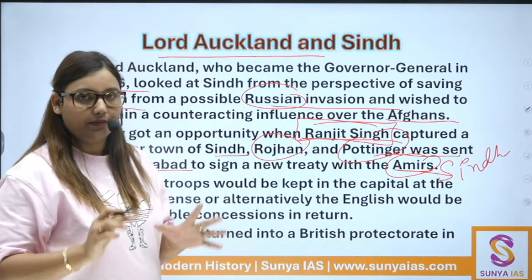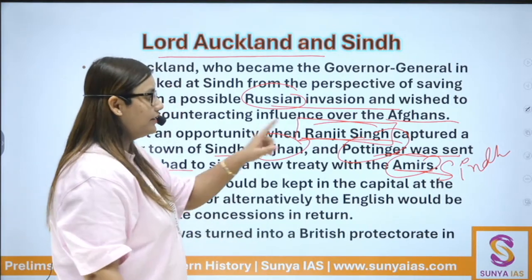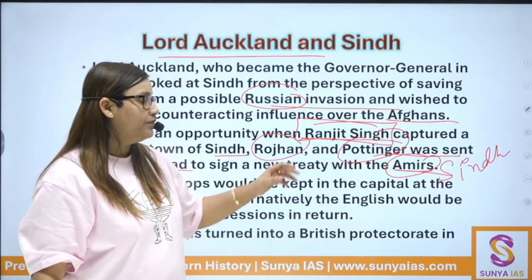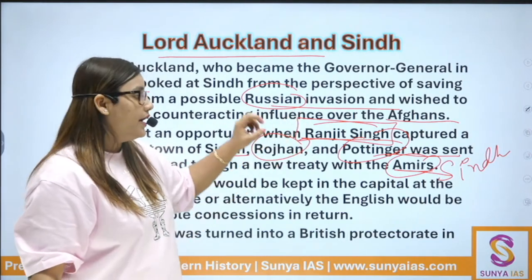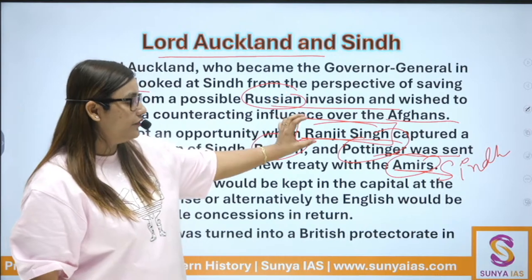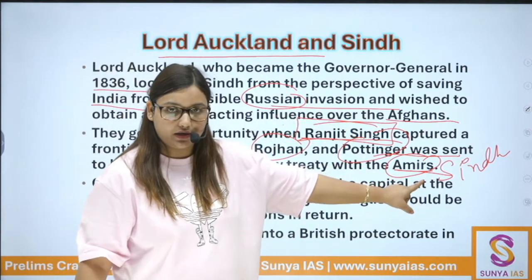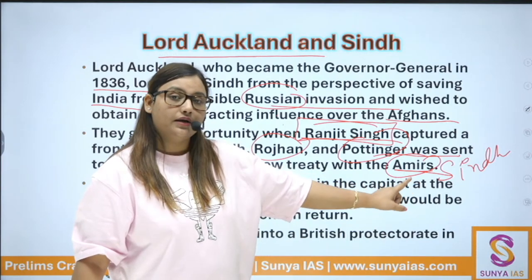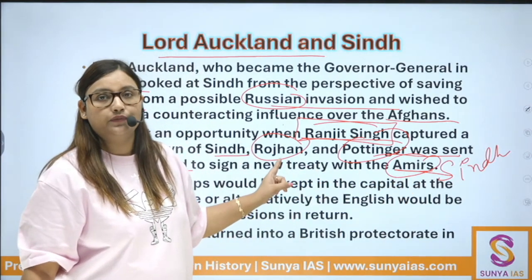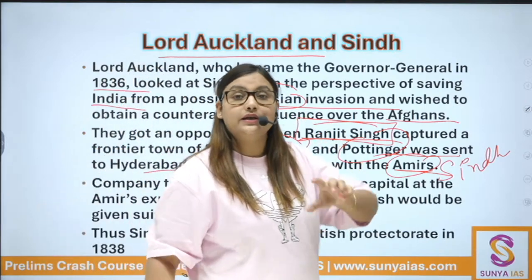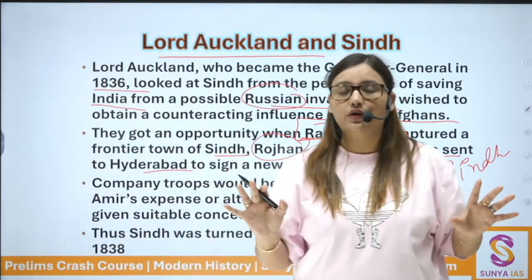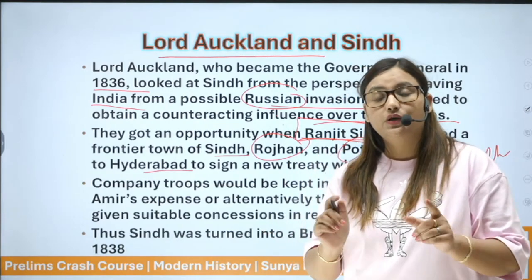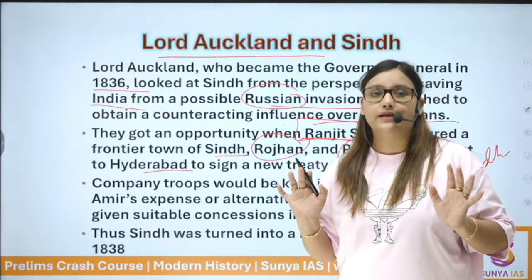So EIC, the English East India Company, knew that Ranjit Singh was a very furious leader, and Ranjit Singh kisi ki sunte nahi the. So Ranjit Singh was very powerful. Now they understood that if the Amirs want to save their territory, they can only take help from EIC. Otherwise, Ranjit Singh will destroy Sindh. Ranjit Singh will capture the entire part of Sindh very soon. So if Sindh wants any protection from Ranjit Singh, then Sindh should come under the control of EIC.